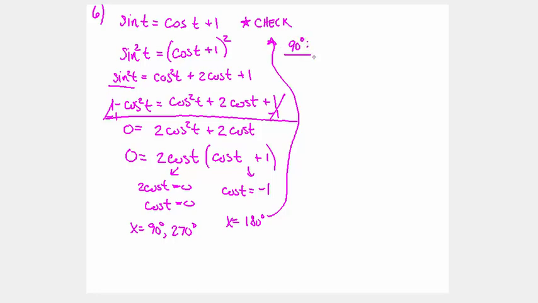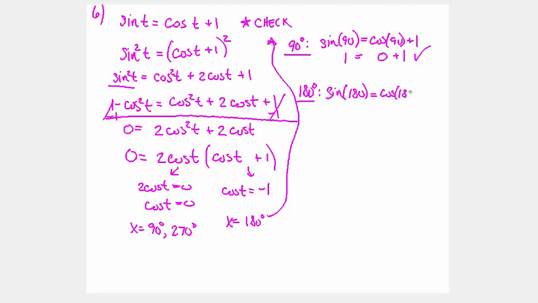So 90 degrees being checked is plugging it back in. Is the sine of 90 equal to the cosine of 90 plus 1? Let's see, the sine of 90 is 1, cosine of 90 is 0 plus 1, 1 equals 1, yeah, that works fine. Okay, let's check our next solution, which was 180 degrees, just going in order here. Is the sine of 180 equal to the cosine of 180 plus 1? Well, the sine of 180 would be 0, so is that equal to, the cosine of 180 would be negative 1 plus 1. Yep, that works also.